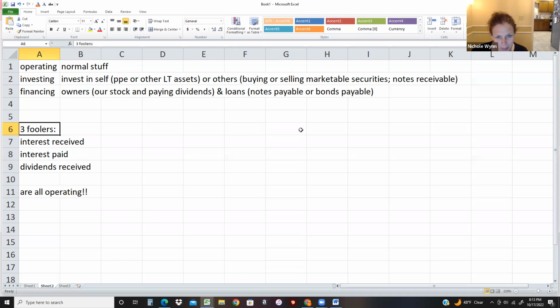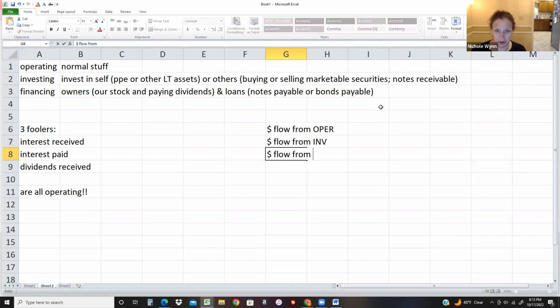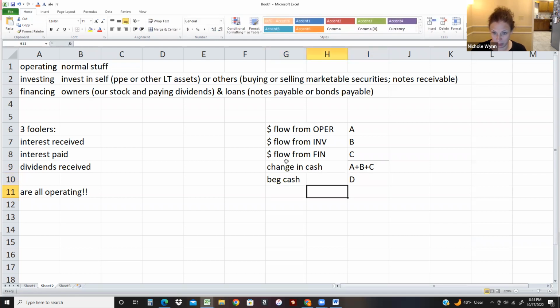Know the basic setup of a statement of cash flows. This isn't a multiple choice question, just remember it. You would have cash flow from operating, then cash flow from investing, and cash flow from financing. Those numbers are netted to get your change in cash. If this was A, this was B, and this was C, then it would be A plus B plus C. And then beginning cash would be added.